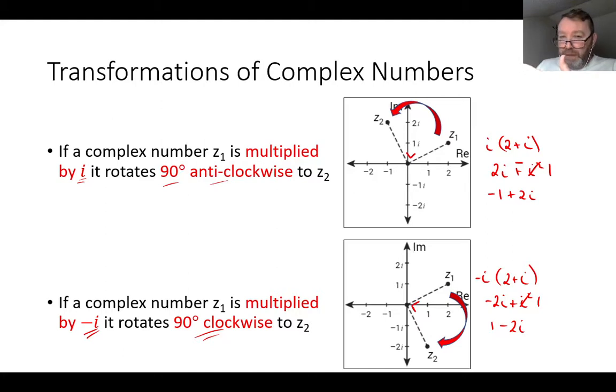If I multiply a complex number by a real number, providing the real number is greater than 1, I'll get a stretch away from the origin. If the real number is less than 1, fractional, it'll contract towards the origin. And lastly, if I take a complex number and multiply it by i, I will get an anti-clockwise rotation of 90 degrees. And if I multiply it by minus i, I'll get a clockwise rotation of 90 degrees.